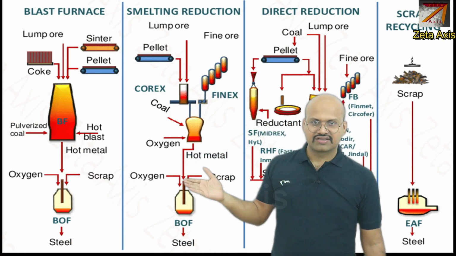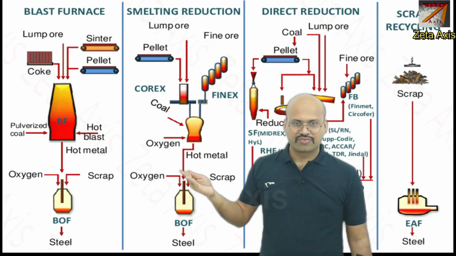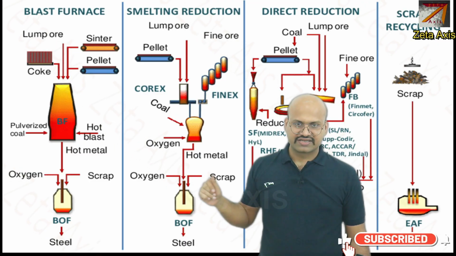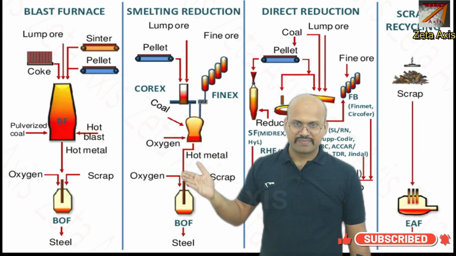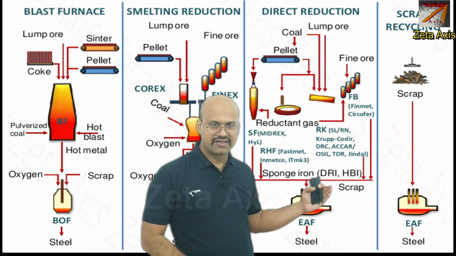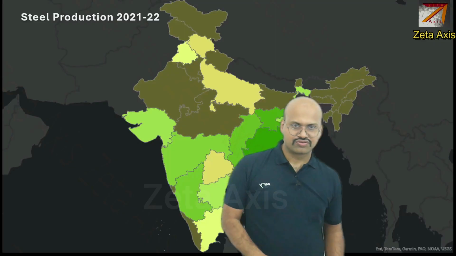Here is again some smelting reduction process, where some reducing elements are used for producing intermediate iron ore, and then it is again oxygen and scraps, and this hot metal from here is added to get steel. And then here sponge iron is used, and scrap can also be added, and here directly scrap is used.